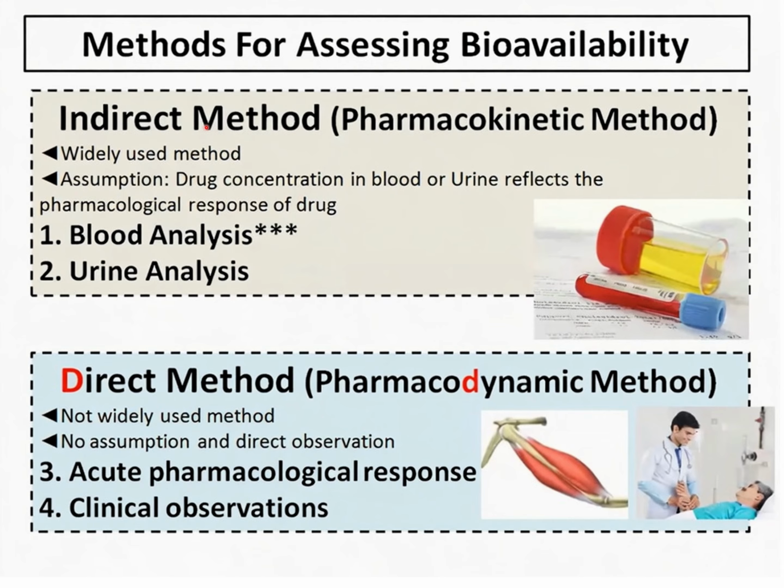We know there are two types of methods for measuring the bioavailability in our body. First one is the indirect method. We usually perform this by pharmacokinetic method. It is a widely used method, and drug concentration in blood or urine reflects the pharmacological response of the drug. So we perform this by urine and blood analysis. Then another one is the direct method, which is also called the pharmacodynamic method. It is not a widely used method, with no assumption and direct observation, like acute pharmacological response, clinical observations.